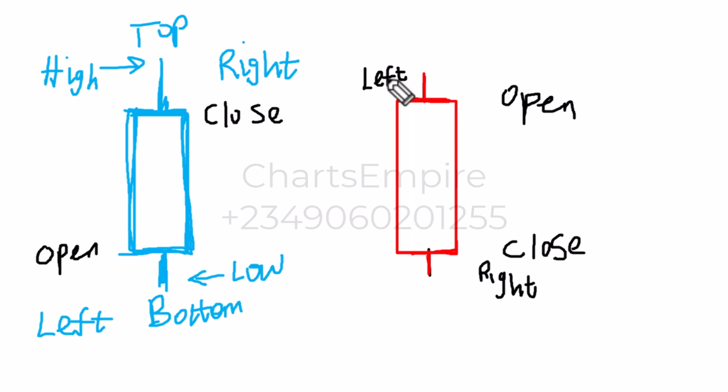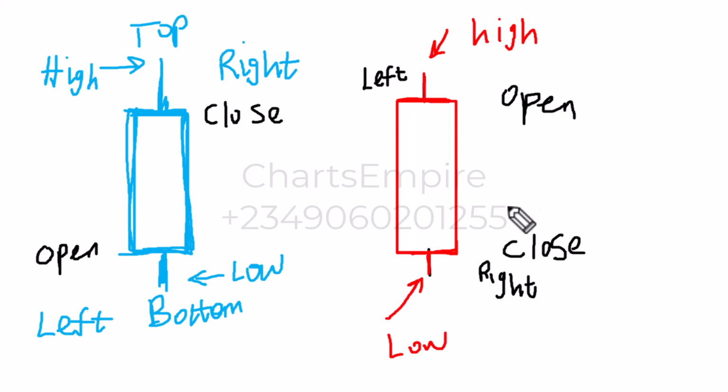Now we have the high. This is the highest peak reached by the price, which price was unable to sustain. And we have the low. This is the trough, the lowest point reached by price, which price was unable to sustain. When I say sustain, it means price was unable to close at that level.